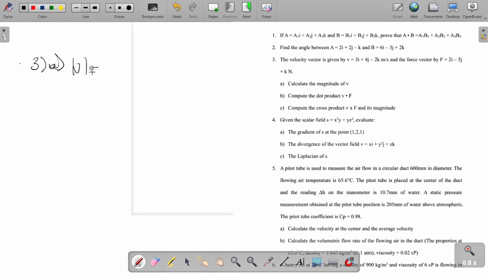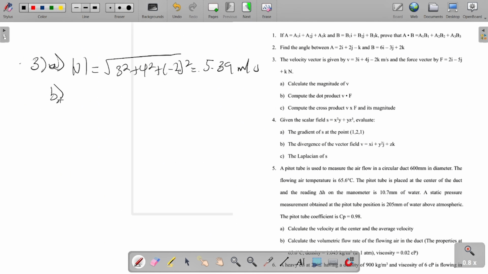So the magnitude of V will be equal to the square root of 3 squared plus 4 squared plus minus 2 squared, which will end up with 5.39 liters per second. So this gives me the magnitude of the velocity vector, which is very easy to do.